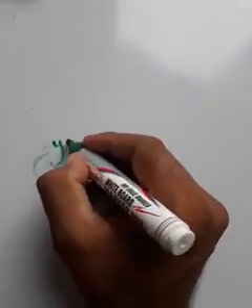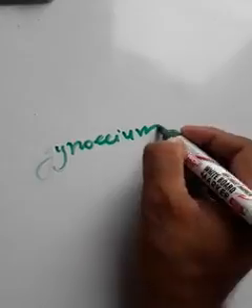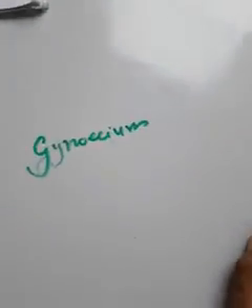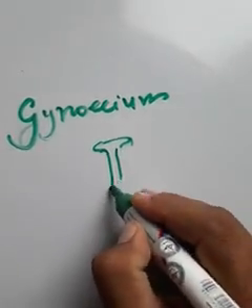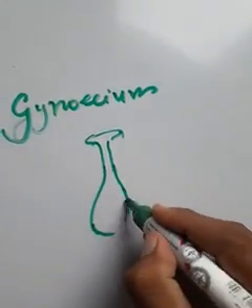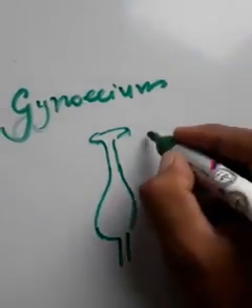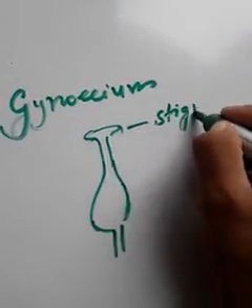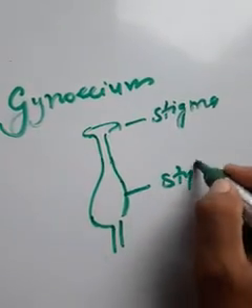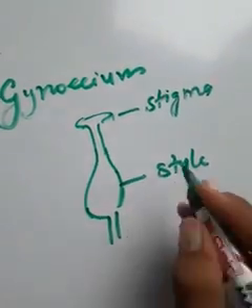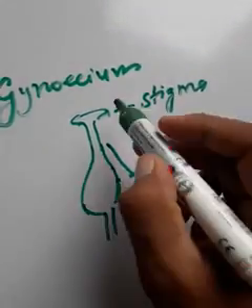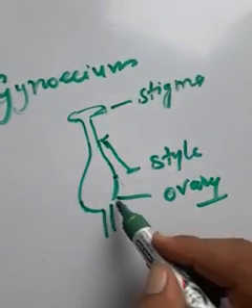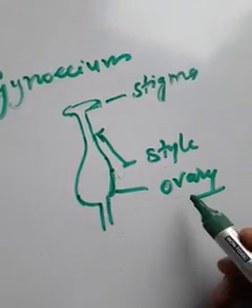This is the gynoecium. In the gynoecium, the structure has this type of structure. Three parts of the carpel: stigma, style, and ovary. Stigma, after that style, and the swollen part of the carpel is known as the ovary.